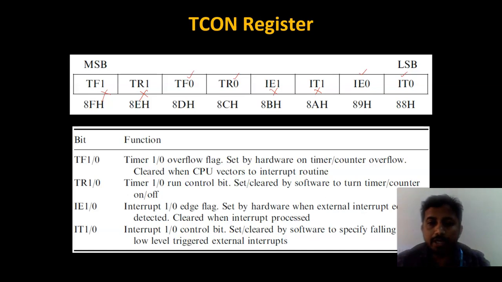So what does each bit indicate? TF indicates the overflow flag. Remember this. When a timer has overflowed, it is flagged, and this bit would be set. Then when the CPU clears it, it will start up again. Similarly, there is timer run control. When you want to run the timer or stop the timer, this would be controlled by the TR bit. Like we have given the numbers, accordingly it is placed in the Boolean processor.